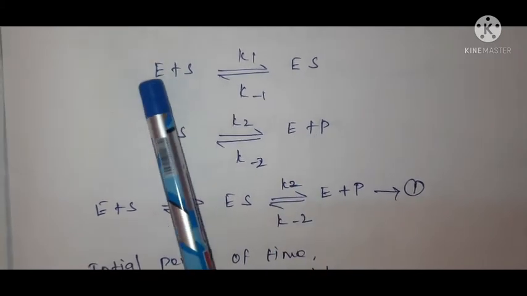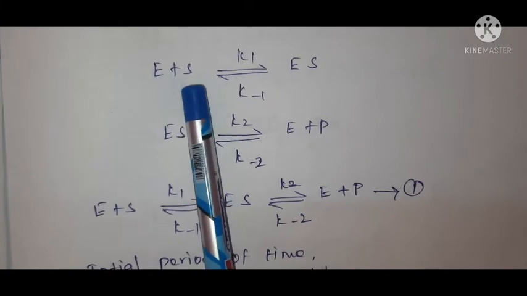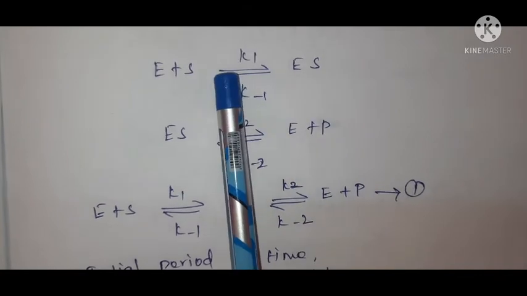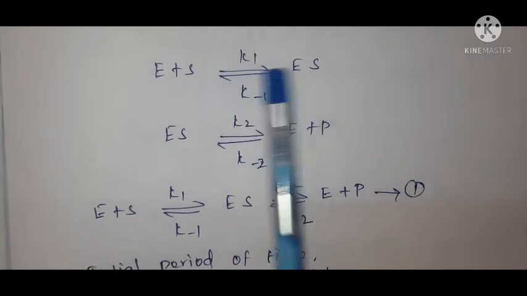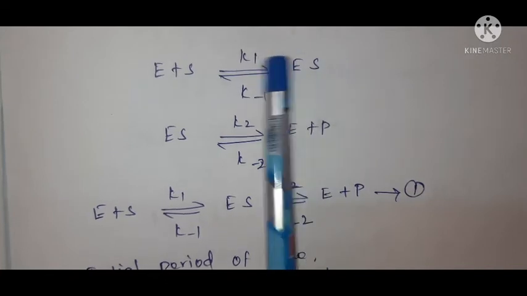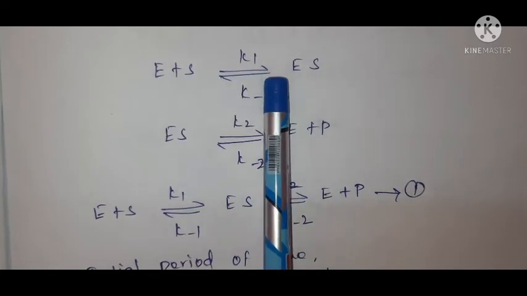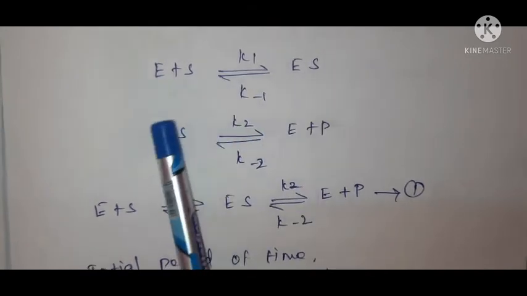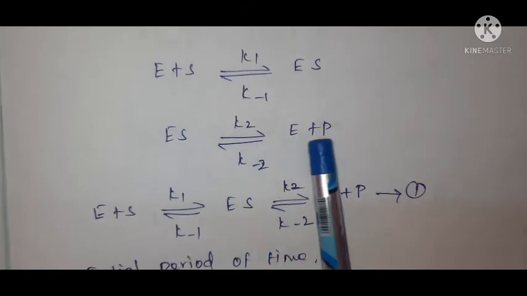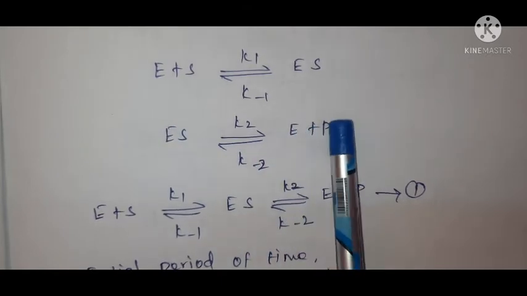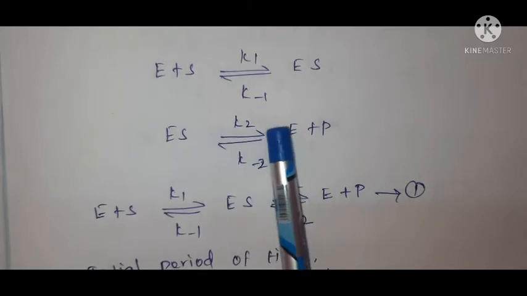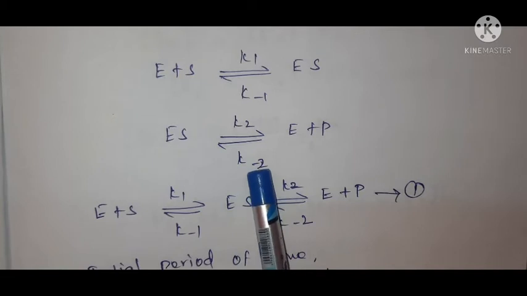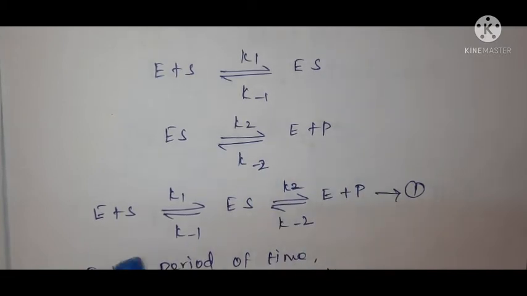First, your enzyme combines reversibly with the substrate to form an enzyme substrate complex. Here the rate constant for the forward reaction, that is for the formation of the enzyme substrate complex, is K1, and the rate constant for the backward reaction is K minus 1. Then this enzyme substrate complex breaks down to form enzyme and the product. Here the rate constant for the forward reaction is K2 and the rate constant for the backward reaction is K minus 2. If you combine these two equations, you will get this equation.